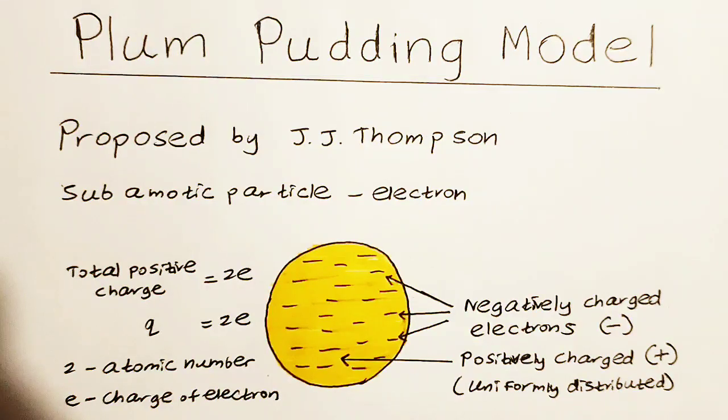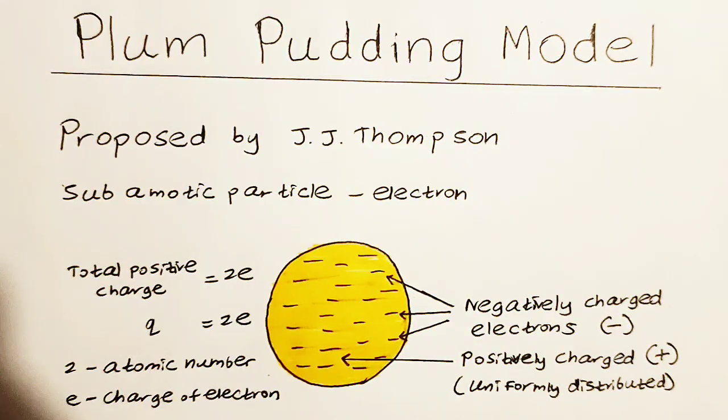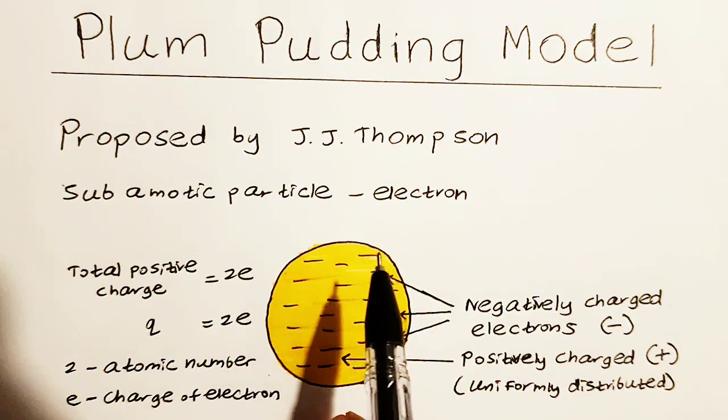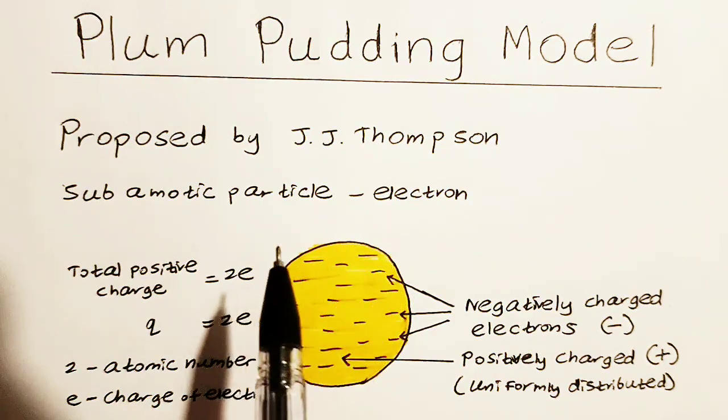Hi guys, today we will be discussing the Plum pudding model of the atom and also Rutherford's gold foil experiment. First, let us discuss the Plum pudding model. The Plum pudding model was proposed by J J Thomson in the early part of the 20th century. He discovered the subatomic particle, the electron.